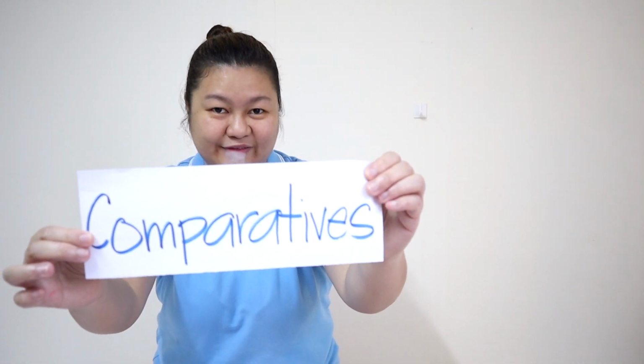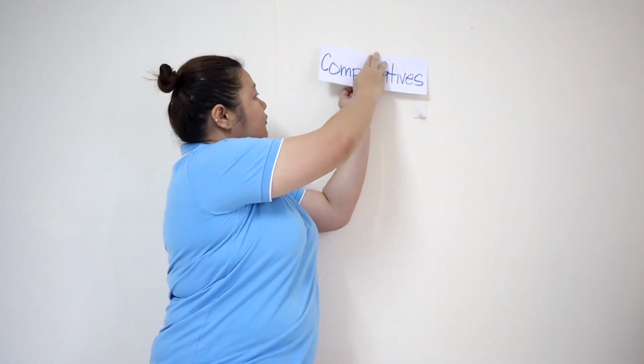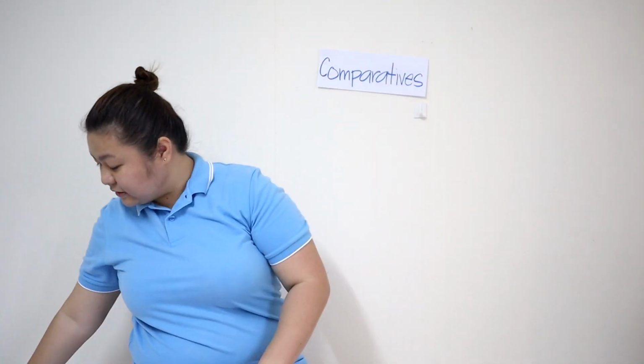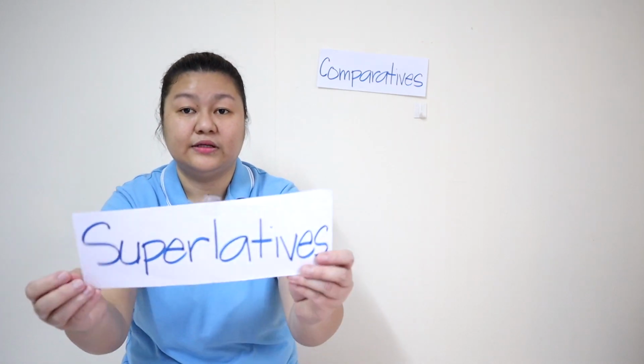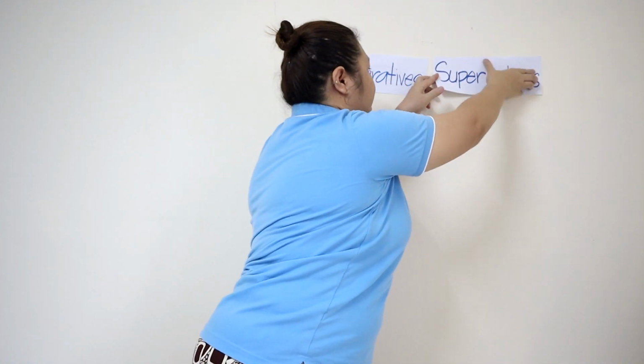And adjectives are used in comparing or describing the nouns in our sentences. Now, adjectives have their forms. We have two types of adjectives. First one is what we call comparative. And the next one is what we call superlative.